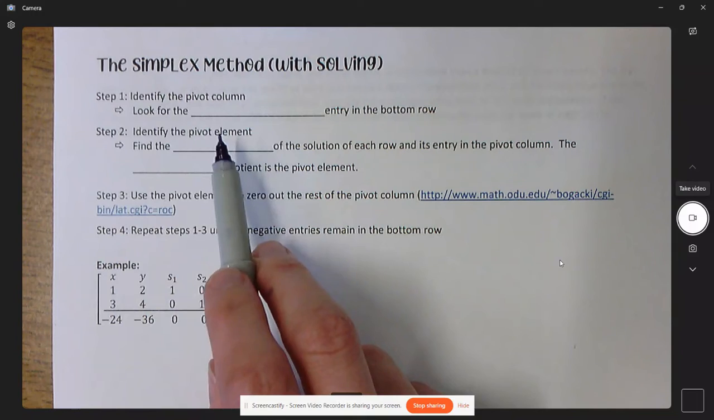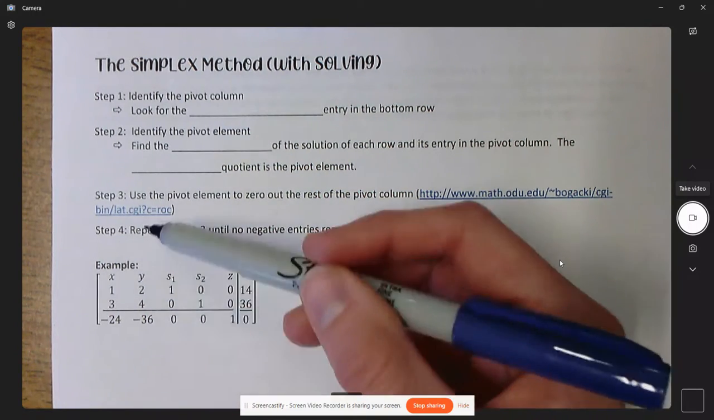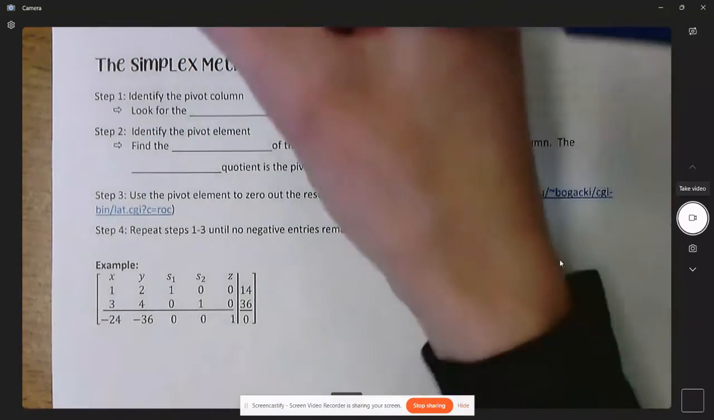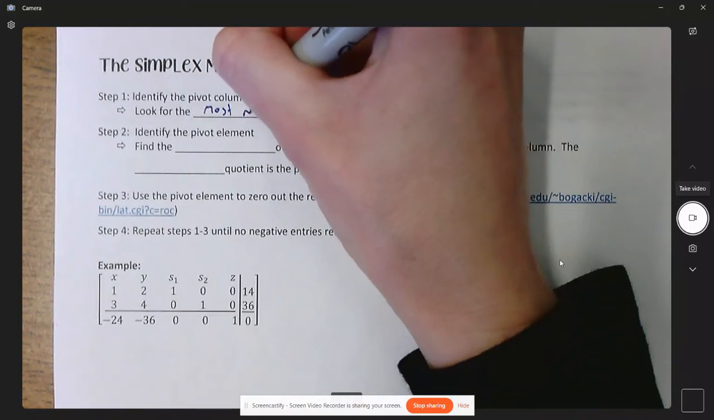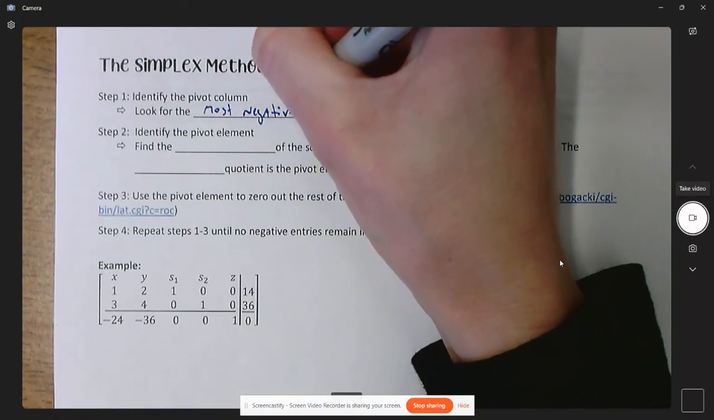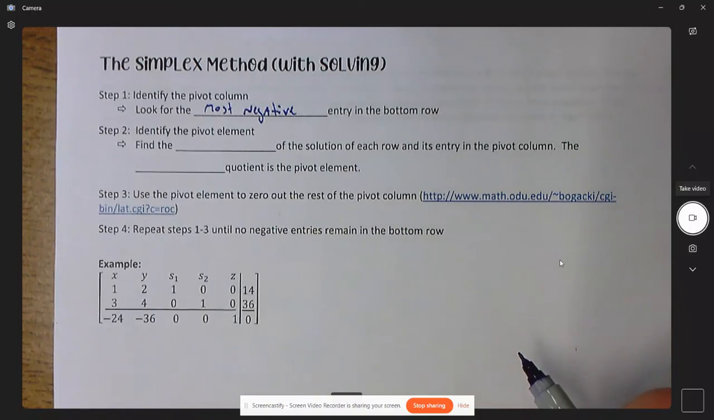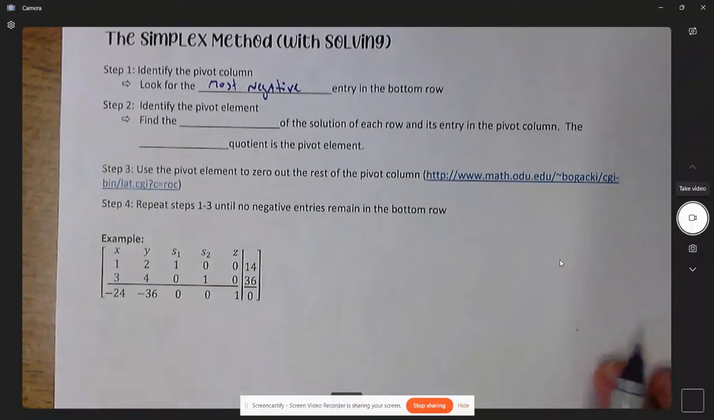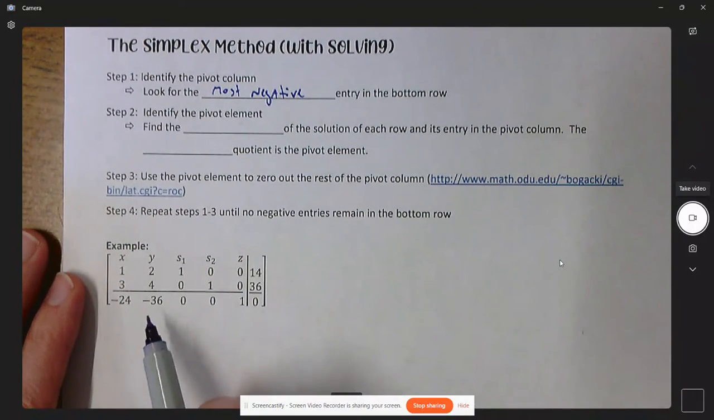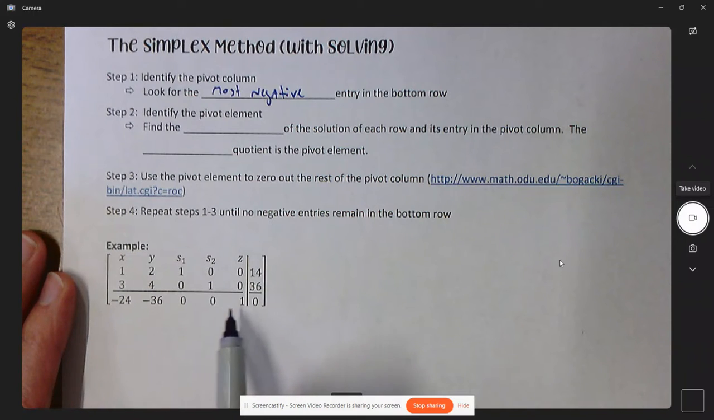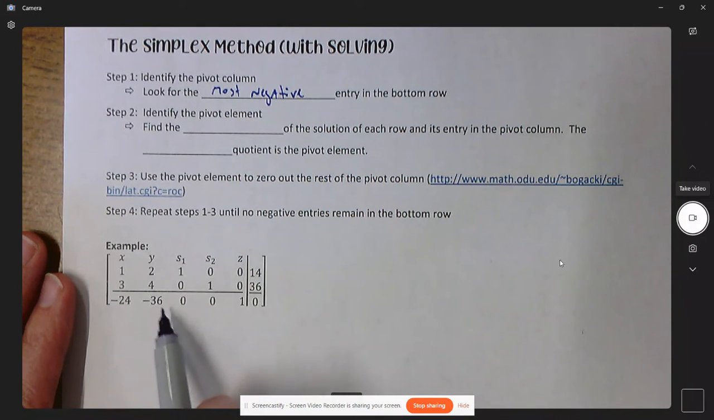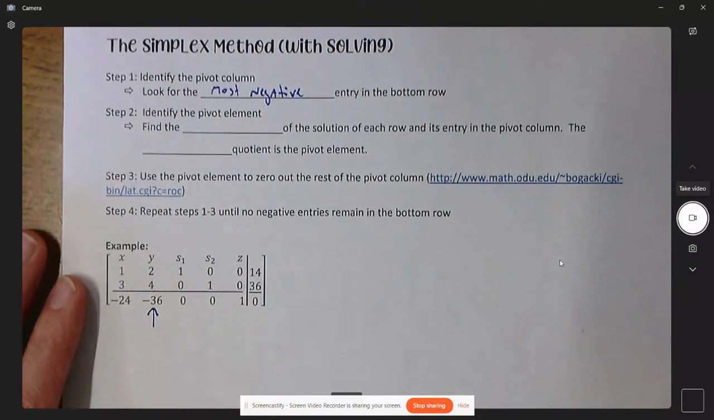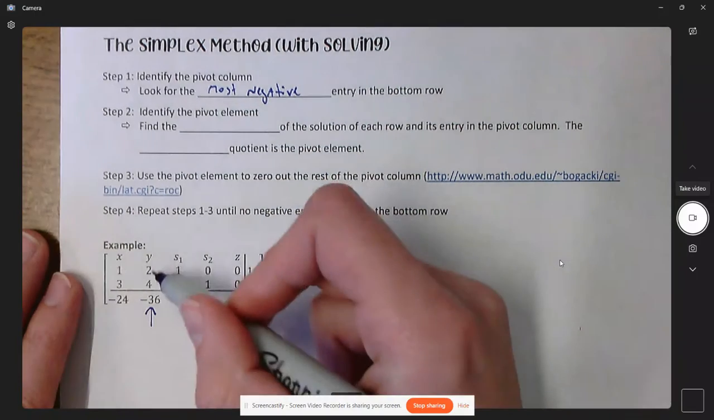The first thing that you're going to do is find the correct column that you're going to be using. And in order to do that, you are going to look for the most negative element or entry in the bottom row. Okay, so the most negative entry in the bottom row. We're going to talk about why that is in just a second. As an example, with this one right here, we look at this bottom row, and this negative 36 is the most negative element here. So that means that we're going to identify this as our pivot column. All right, so now we have our column here.